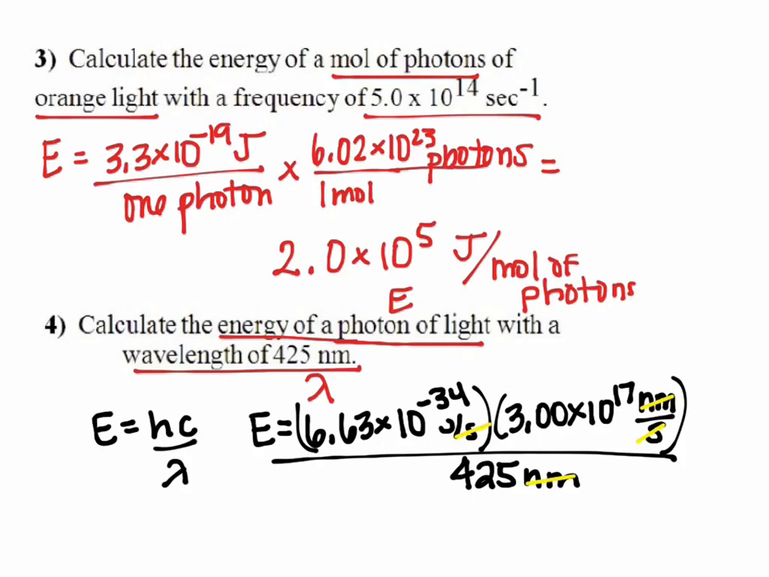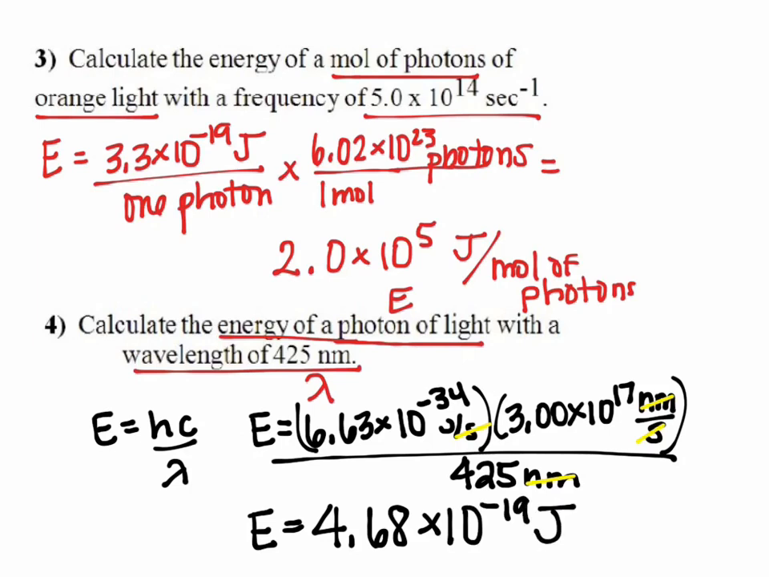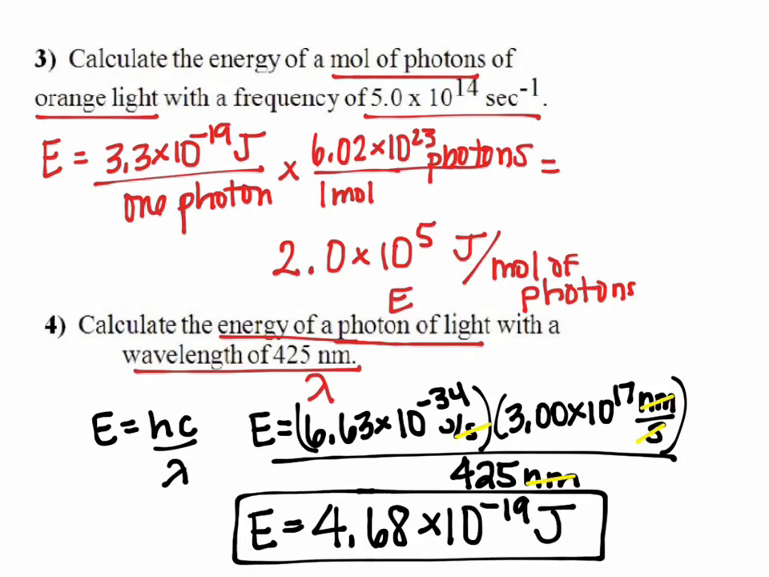So I need 3 sig figs. 4.68 times 10 to the negative 19th, and our unit is joules.